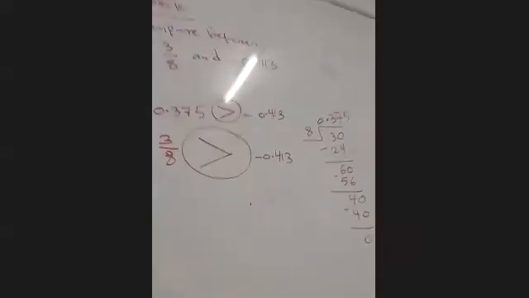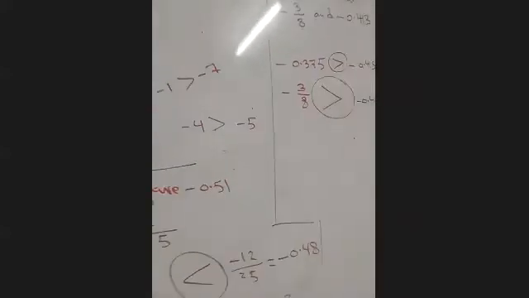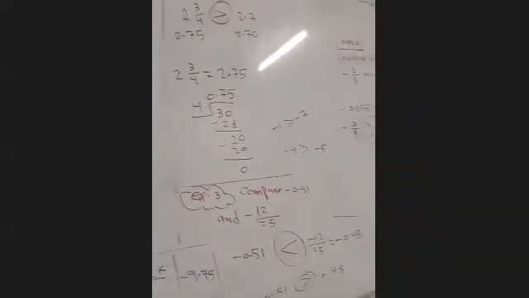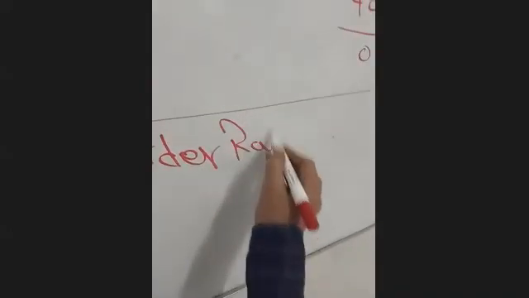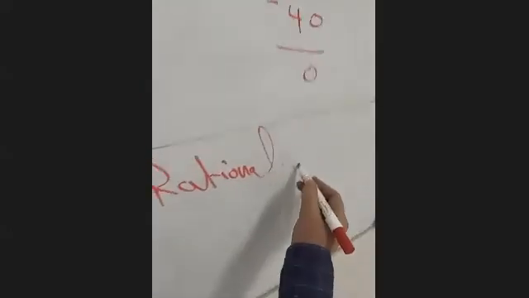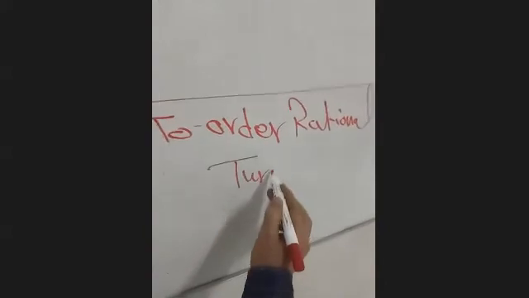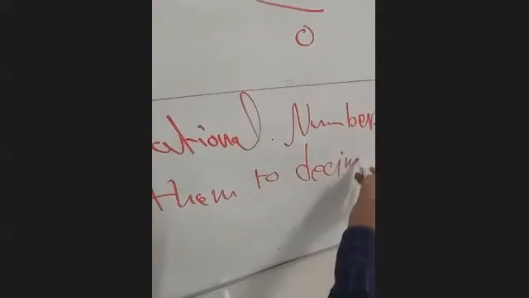Done. Now this is the check, guys, under this example, example number 3. Let's move to the next idea. Let's order rational numbers. Order rational numbers, guys, to put them from least to greatest or from greatest to least. Look at this note here. To order rational numbers, turn them all to what? Decimals.